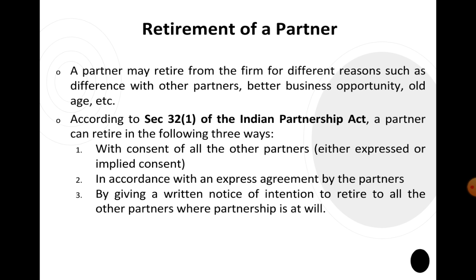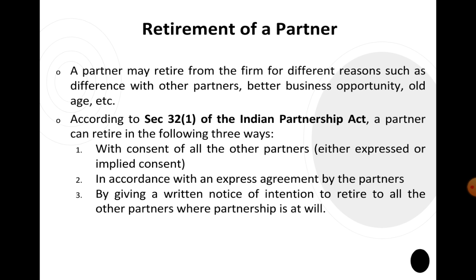So according to Section 32, subsection 1 of the Indian Partnership Act, a partner can retire in the following three ways. Firstly, with consent of all of the other partners. So the consent may be either expressed or it may be implied. And secondly, in accordance with an express agreement by the partners. And thirdly, by giving a written notice of intention to retire to all the other partners where the partnership is at will. So there are three ways in which a partner can retire.